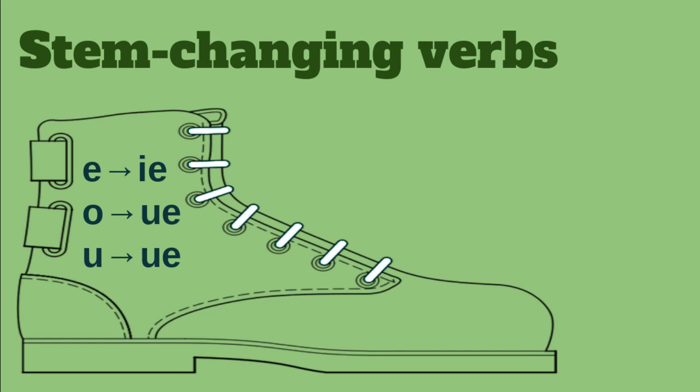So we've looked at 3 different types of stem-changing verbs. E to IE, which is in the previous video. And to review that video, you can click on the link. And then in this video, we looked at O to UE stem-changing verbs and U to UE stem-changing verbs. These are the only 3 types of stem changes that there are. And that's all for this video.